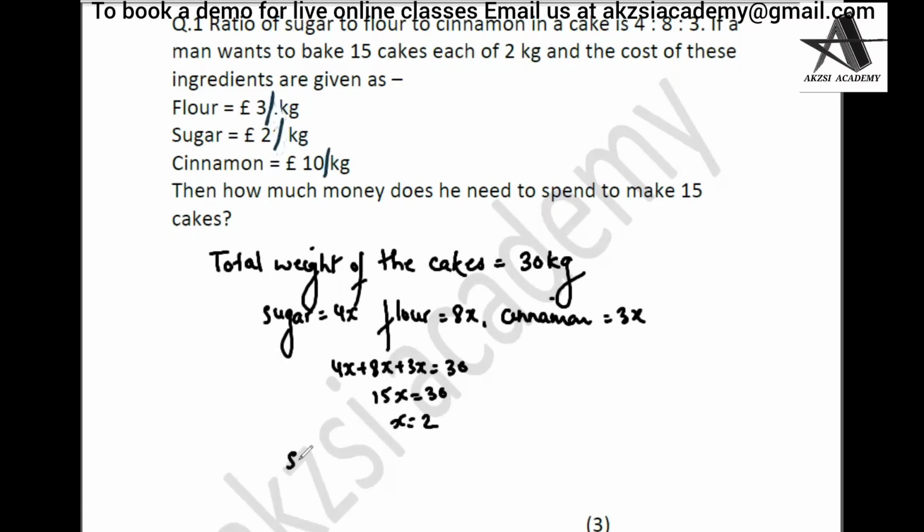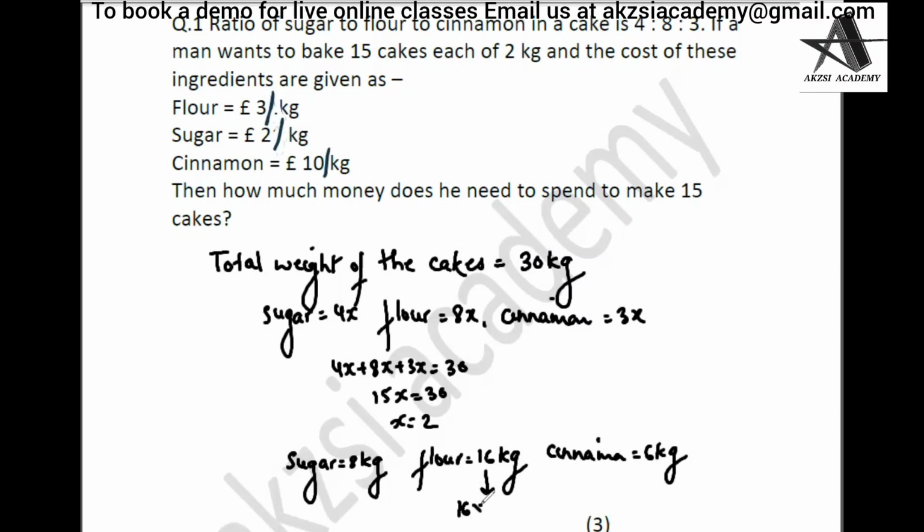Which means sugar is 4 into 2, 8 kg in this cake. Flour is 8 into 2, 16 kg in this cake. And cinnamon is 3 into 2, which is 6 kg in this cake. Now we have to find how much money he spent. In flour, it's 3 pounds per kg, and he's purchased 16 kg. If 1 kg is 3, that means 16 will be 16 into 3. That much amount he has to spend on flour.